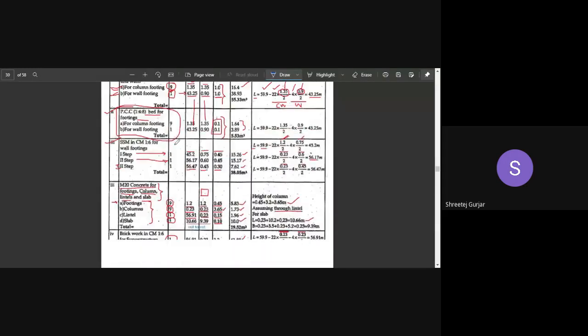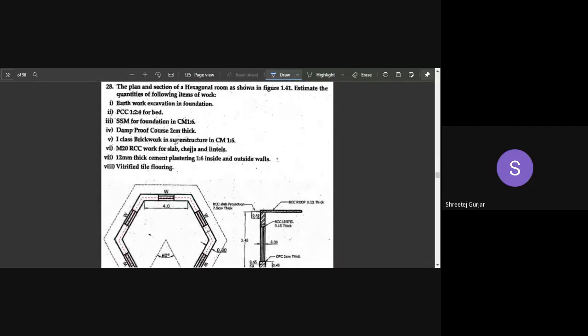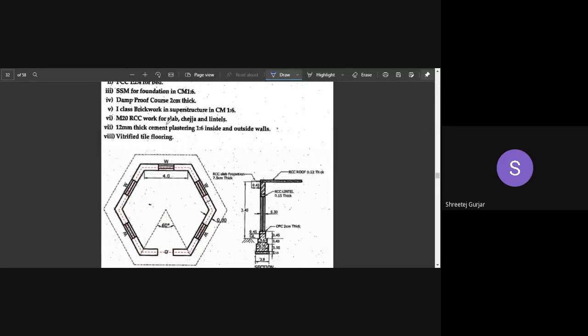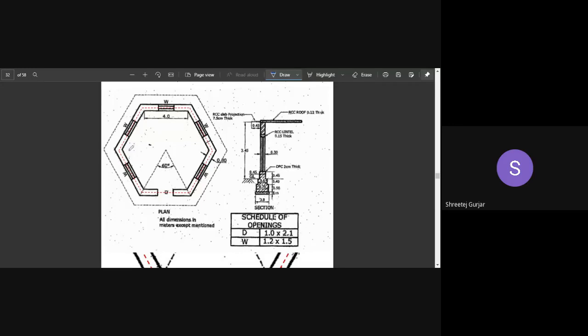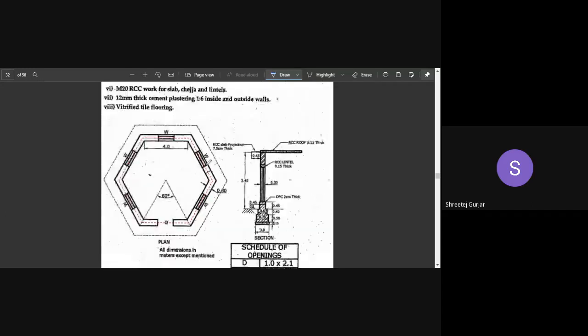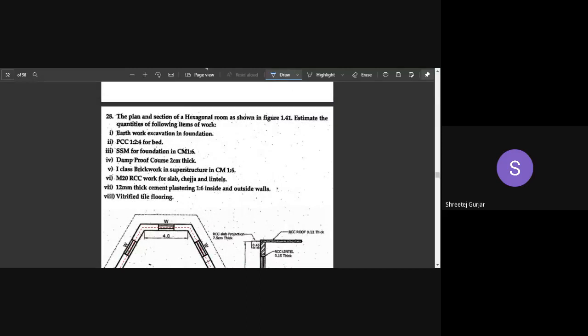Okay, shall we move on to the next numerical, or you need a break? You can just tell me if you need a break, or else we will continue with the next numerical, which is an interesting one. You can see it is a hexagonal room. It is a very interesting one. It is completely different. All the calculations are a bit different here. Okay, should we continue?